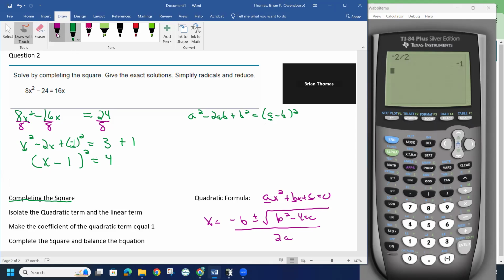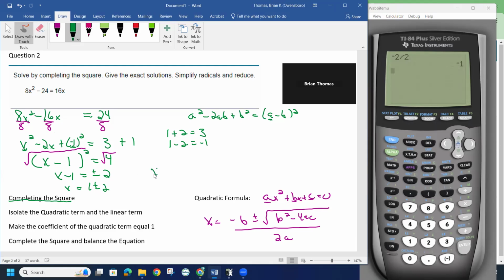Now from here, where it gets interesting is to get rid of a power of 2, we have to take the square root of both sides. But we have to remember that this could be positive or negative. So when we drop the radical, this becomes x minus 1, we have to bring in a plus or minus symbol, and then the square root of 4 becomes a 2. Then to get x by itself, we add a 1 to both sides, so we have 1 plus or minus 2. So this problem doesn't look all that hard. 1 plus 2 would be 3, and 1 minus 2 would be negative 1.